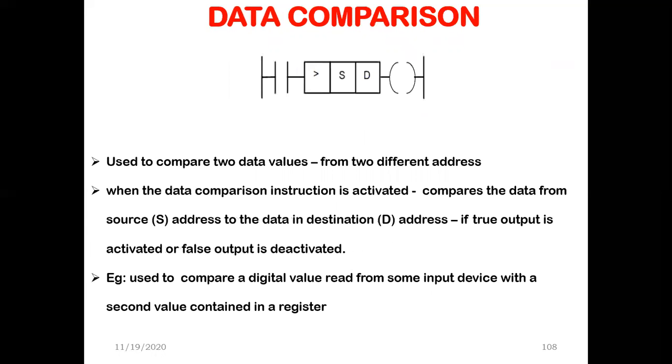Data comparison is used to compare two data values from two different addresses. When the data comparison instruction is activated, it compares the data from the source address to the data in the destination address. If true, the output is activated, or if false, the output is deactivated. It is used to compare a digital value read from some input device with a second value contained in a register.